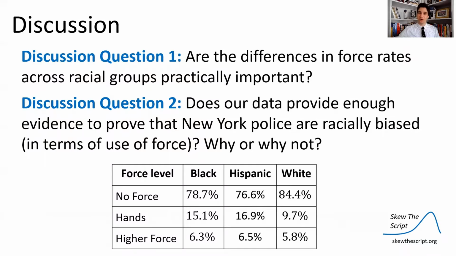So I have 2 discussion questions for you. 1, are the differences that we found in force rates across racial groups not only statistically significant, but also practically important? And 2, does our data provide enough evidence to prove that New York police officers are racially biased in terms of their use of force?